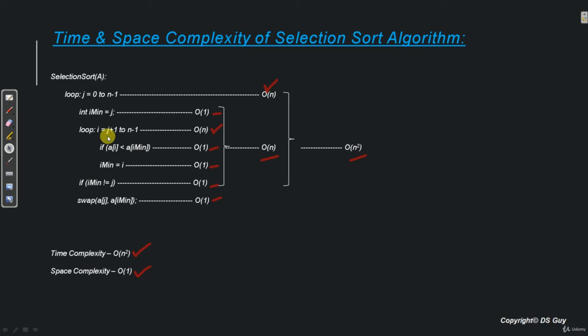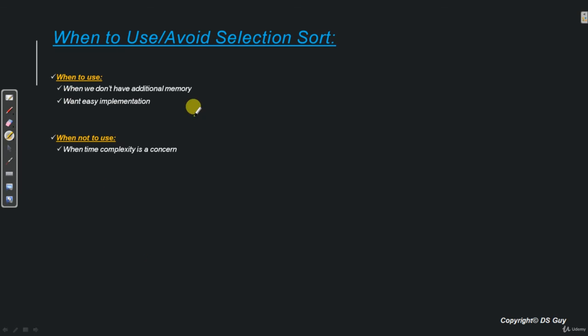Fine, so that is all about the selection sort. Now let's quickly see in which scenario we should use selection sort and in which scenario we should avoid it. So we can use selection sort when we don't have any additional memory, because selection sort does not require any extra memory, so in those cases we can use it. Also, when we want a simple or an easy implementation, selection sort is the one to go for.